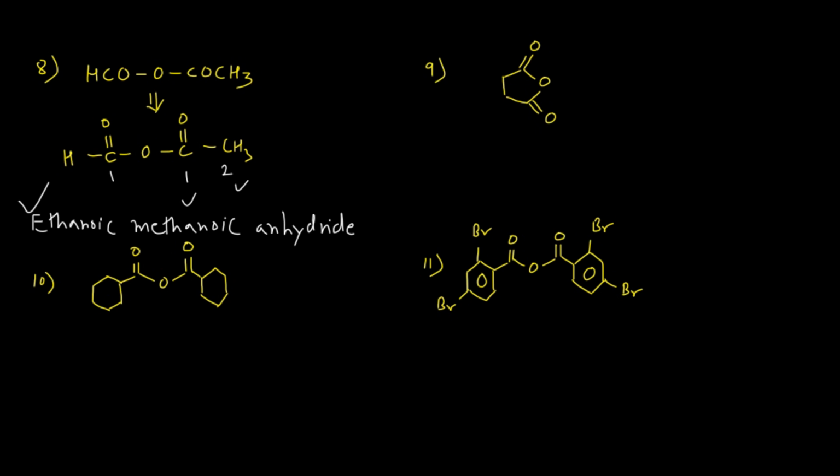Now the compound number 9. See, this one is quite tricky actually. This is a cyclic anhydride, and you need to know a little about heterocyclic compounds. What are heterocyclic compounds? Those in which a ring carries a heteroatom. That means apart from carbon atoms, at 1 or 2 positions you may have another element or atom as well, like oxygen, nitrogen, sulfur, etc.